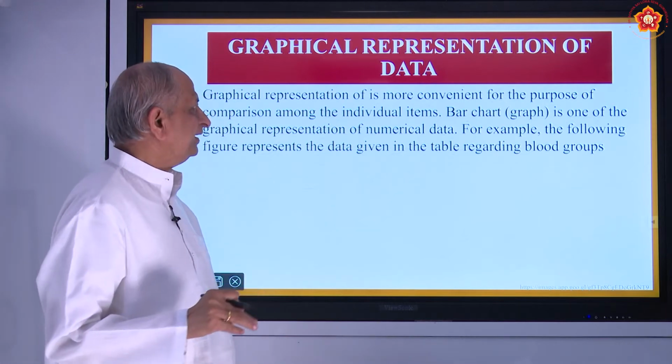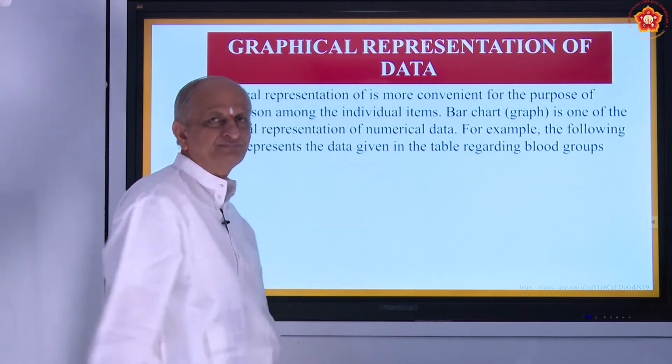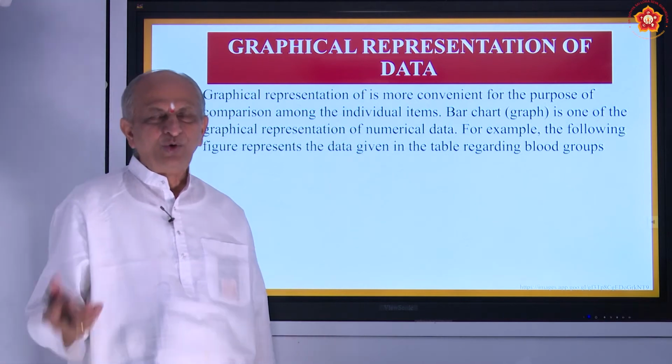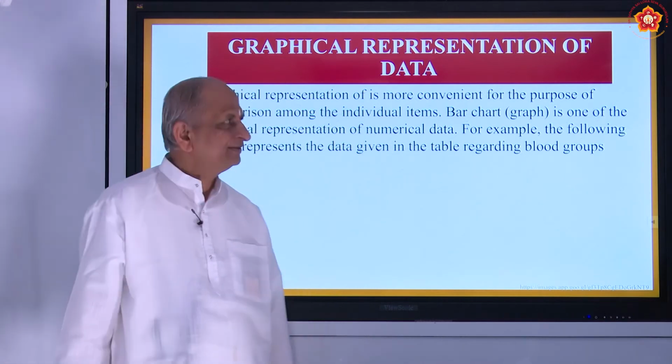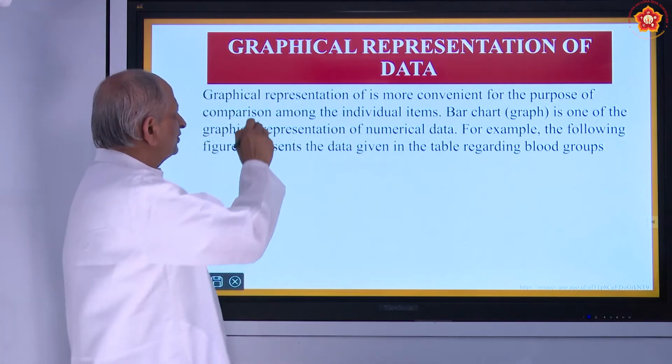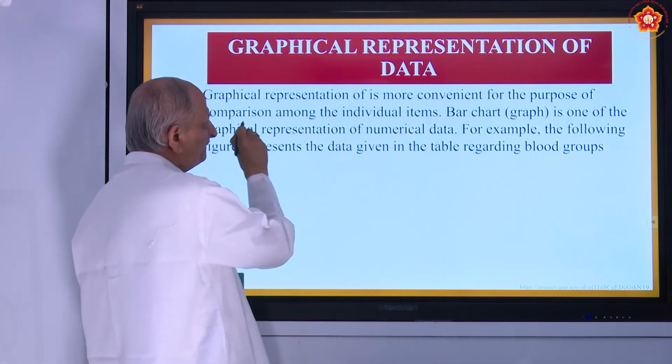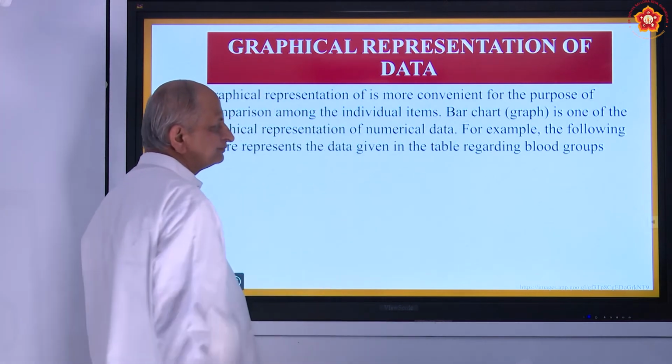Now the same thing if you represent in graphics. Nowadays this is the world of graphics. Wherever you go, we will find a lot of graphics, no? That is more convenient for the purpose of comparison among the individual items.